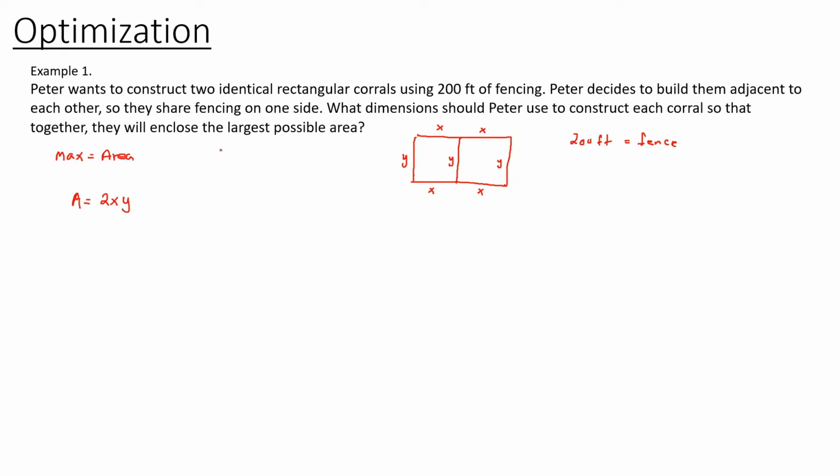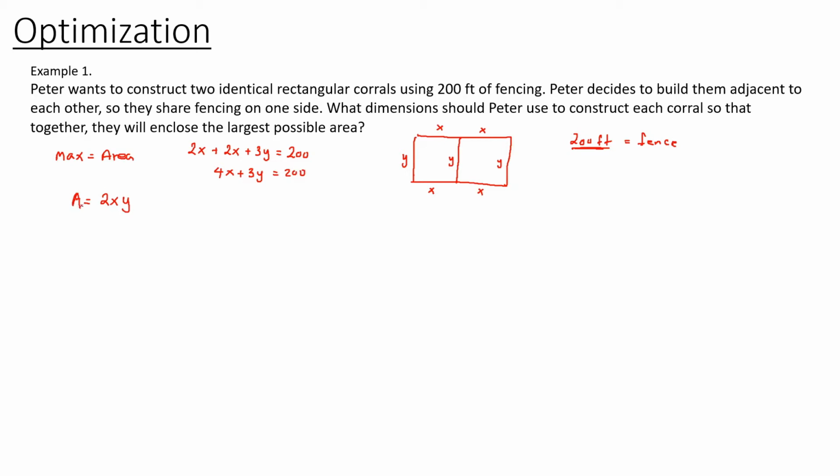Now, is there any condition? We're limited to 200 feet of fencing. So the only thing we could use is 200. So if you add up all the fence that you're going to build, it has to add up to 200. So we have 2x plus another 2x plus 3y is equal to 200 fence. So in other words, we have 4x plus 3y is equal to 200.